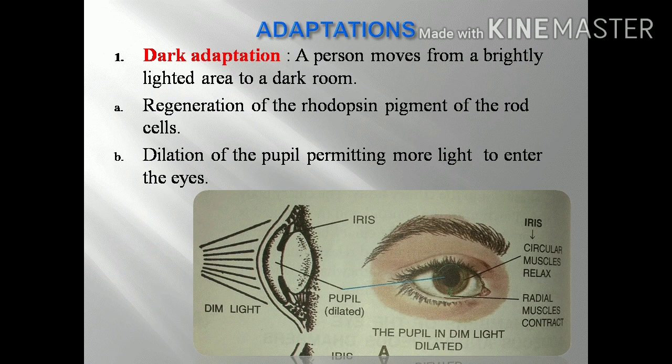So when we enter a dim light or dark region, circular muscles of the iris relax and radial muscles of the iris contract. Circular muscles relax and radial muscles contract. So dilation of the pupil takes place. It allows a greater amount of light rays to enter the eye. So this is the dark adaptation.